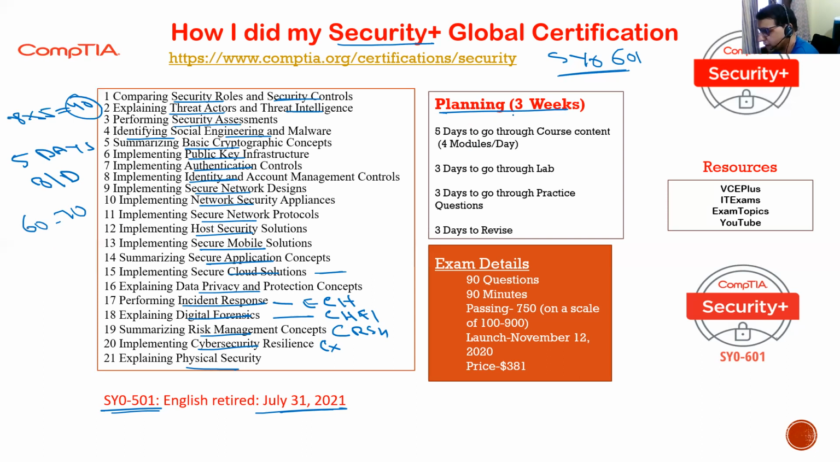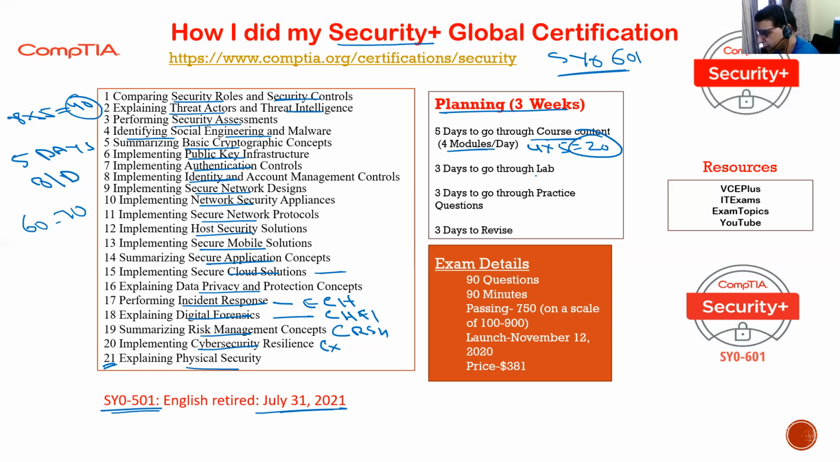So if you want to plan for this exam, I would say you can spend 3 weeks. 5 days to go through the course content. If you take 4 modules per day, 4 into 5 makes it 20. So in one day, you need to take 5 modules because there are 21 modules.